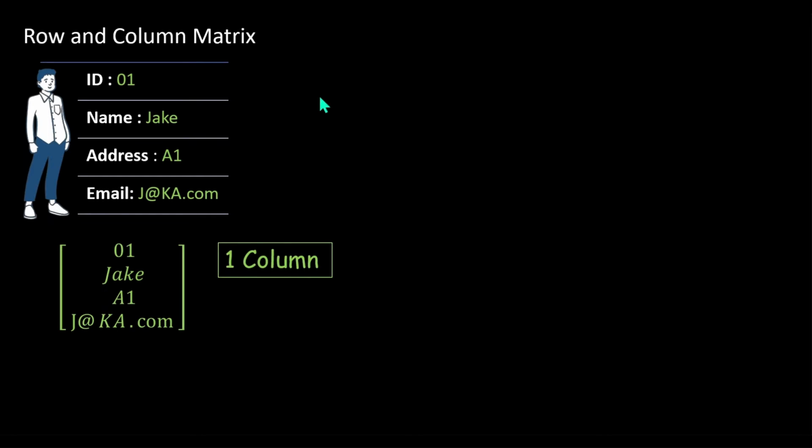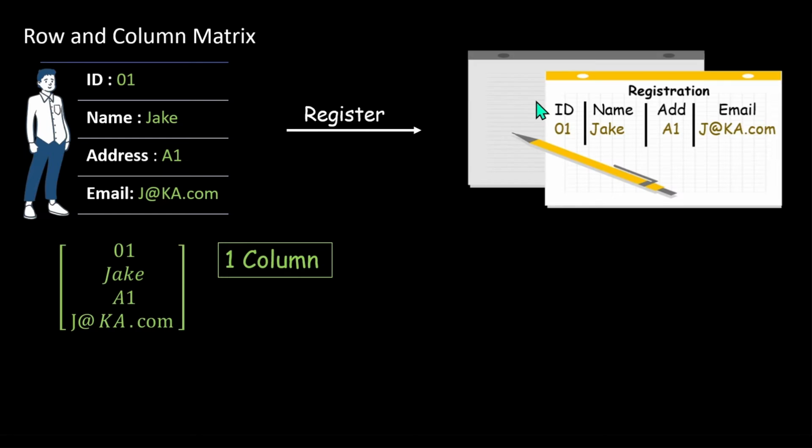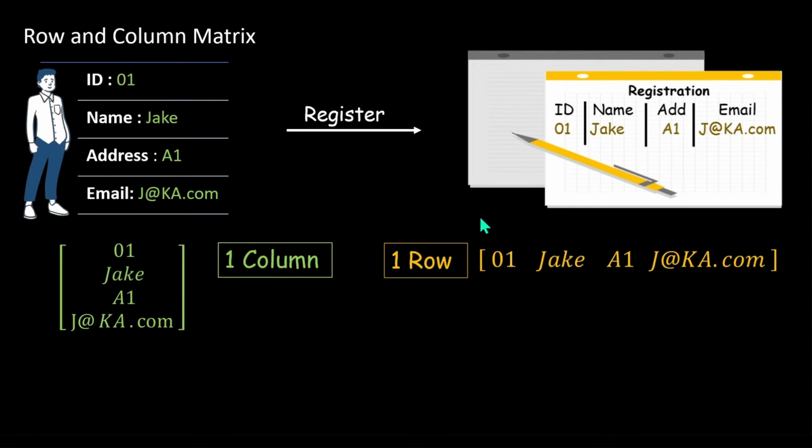Now Jake here wants to register for an event. So he goes to the registration counter. In the registration counter, he has to write his details in this form. And in this notepad, the data can again be written in a matrix form, something like this. And note here, in this form, it has 4 columns, but it only has 1 row.